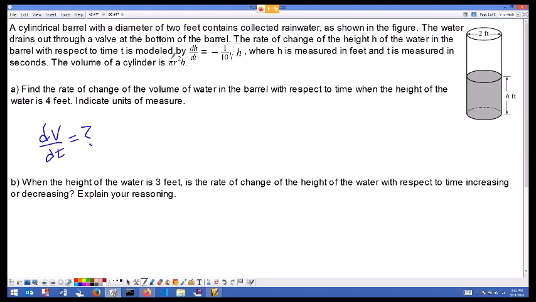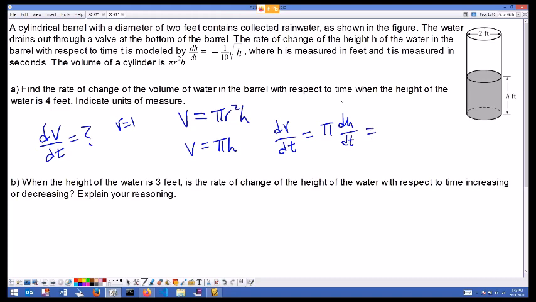And dv dt we should be able to get from the volume formula, pi r squared h. Remember, when you're doing related rate questions, don't ever plug anything in unless it's not changing. So we can do that actually with our radius, because our radius is 1, it being a cylinder. Radius doesn't change, so this just becomes volume equals pi h, or dv dt equals pi dh dt. And since we're given dh dt, this just becomes negative pi over 10 root h.